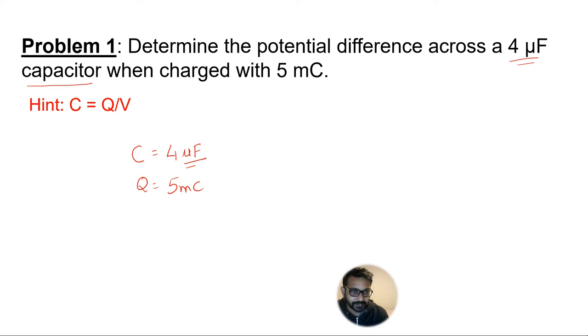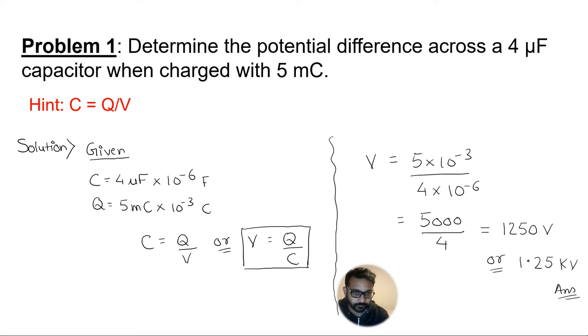Now the capacitance is given in microfarads and the charge is in millicoulombs, so obviously the first step would be to convert the units. Now let's have a look at the solution. As I mentioned, we have to convert the units. I've converted 4 microfarads into farads, the SI unit, by multiplying it by 10 to the power minus 6. Similarly, charge was given as 5 millicoulombs and I have converted it into coulombs by multiplying it with 10 to the power minus 3.